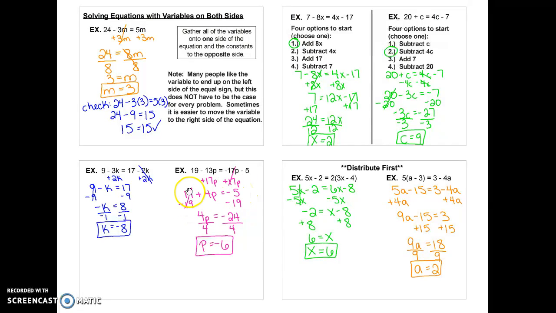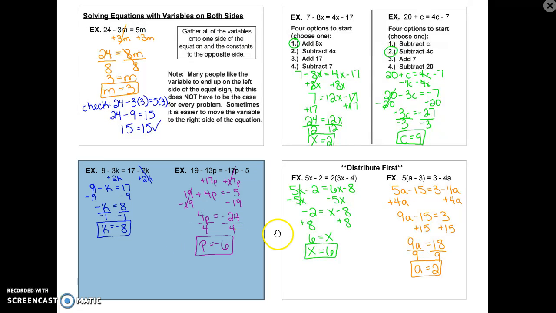From here, I'm going to move all my constants to the right-hand side. So that means I need to subtract that 19 that was there originally. I subtract that from the other side as well. Carry down the 4p equals negative 24 now.